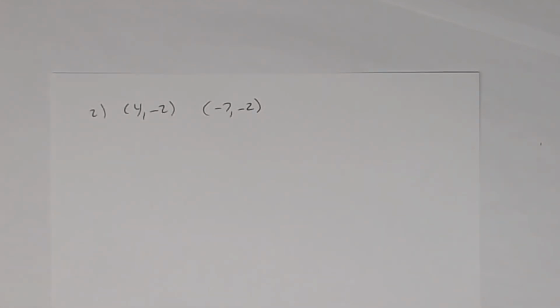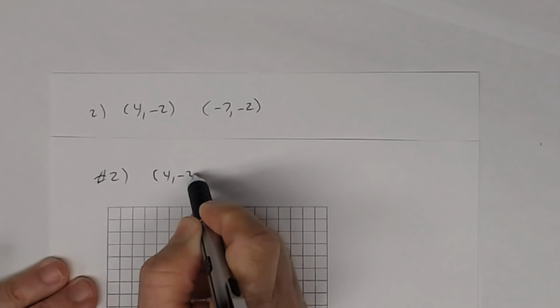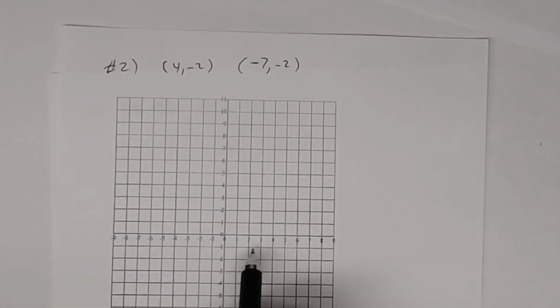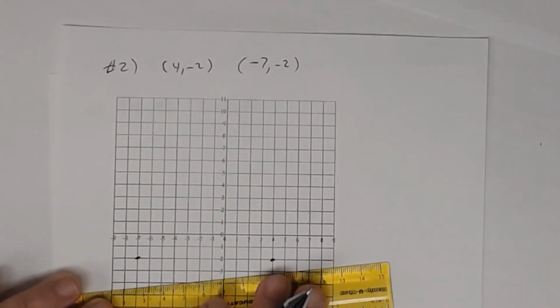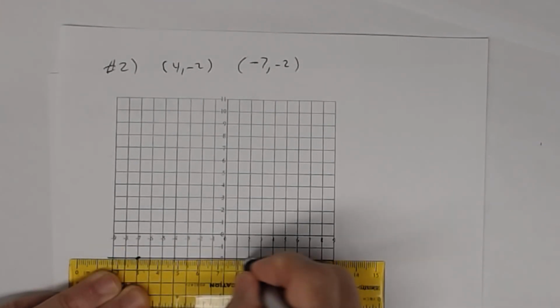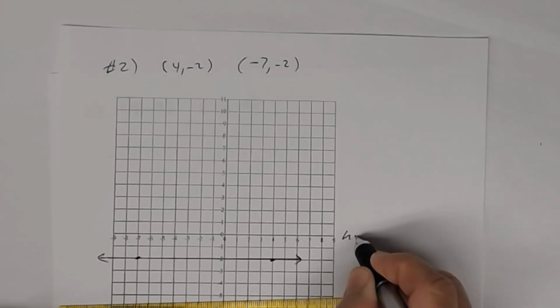Let's go ahead and graph this and see what kind of line we get. We're looking at (4, -2) and (-7, -2). Here is (4, -2) right here, and here's (-7, -2) right here. I want you to notice that when I draw the line going through those 2 points, I get a horizontal line. Y'all see that? I get a horizontal line. So this is a horizontal line.